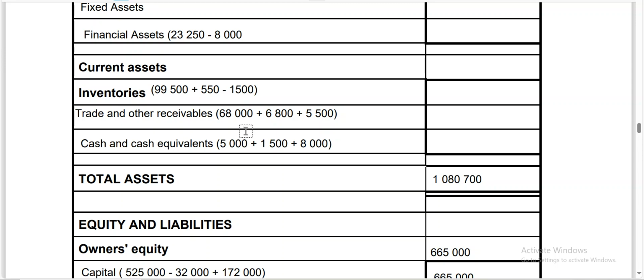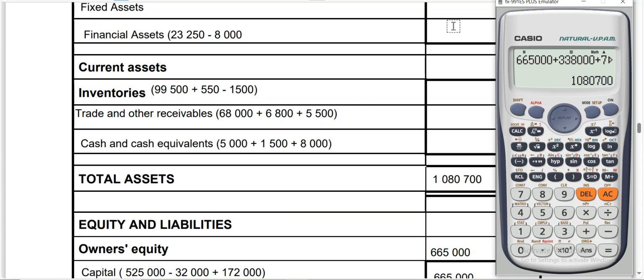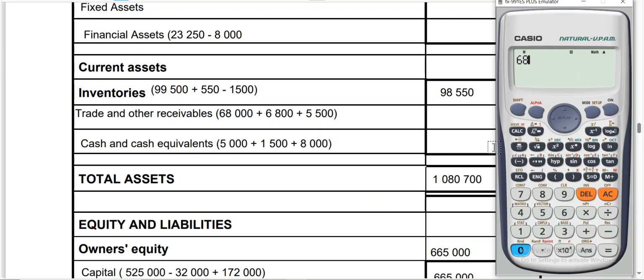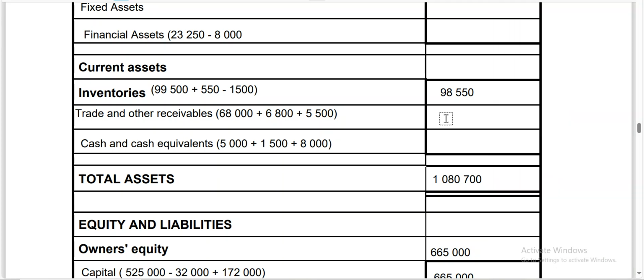Then from there, I need to make sure that I finalize all my current assets, because that is the thing that I'm not sure about. That is the information that is available to me. So we're going to say 99,500 plus 550, then we subtract 1.5, and then our answer is 98,550. So I'm going to put it here, 98,550, and then under trade and other receivables, we are going to say 68,000 plus 6.8, and then also plus 5.5. Our answer is 80,300. So we have that 80,300 here.